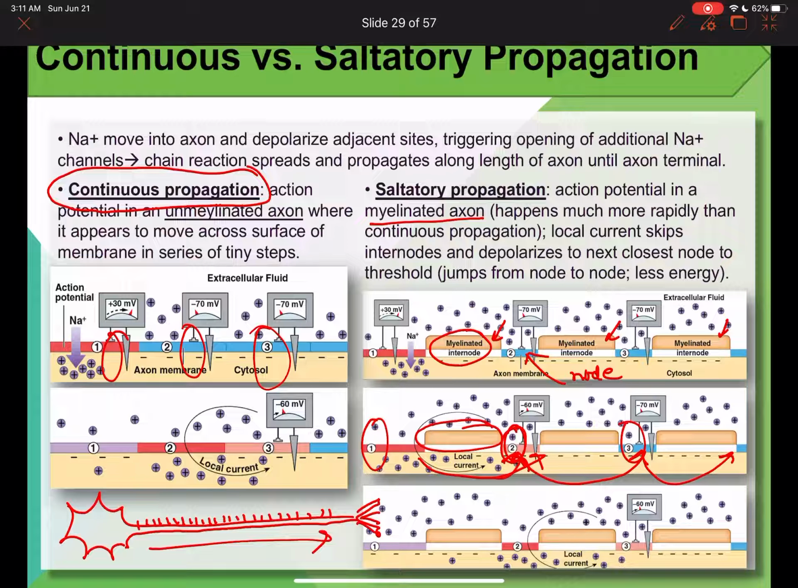Okay, so in a sense, instead of having to open all of these sodium channels, we have these areas where it's covered up by myelin. So you have less amount of sodium channels to open when you have a myelinated neuron. This is called saltatory propagation, and this results in an action potential that happens much more rapidly than a continuous propagation, where you have to open countless amounts of sodium ion channels before you get to the end.